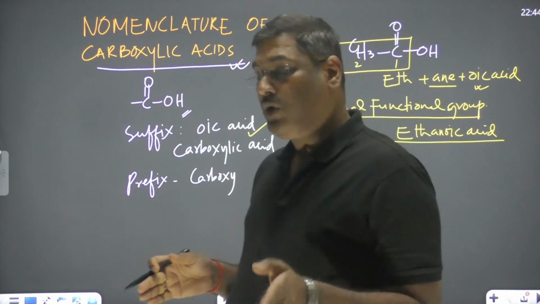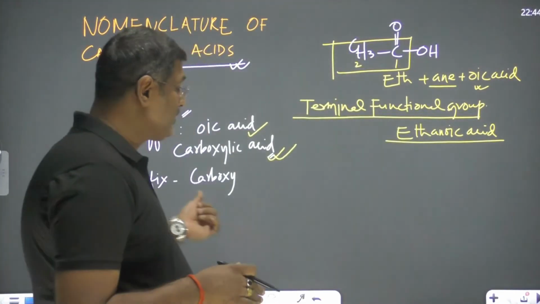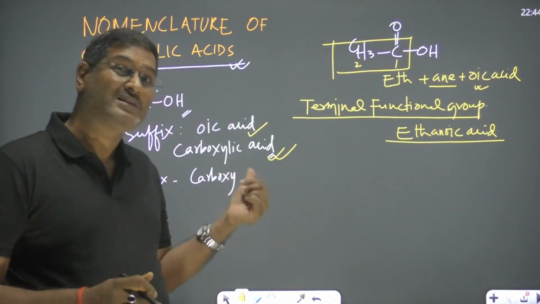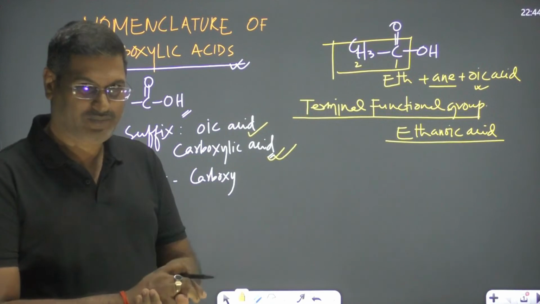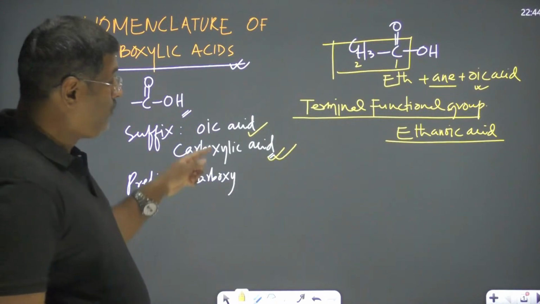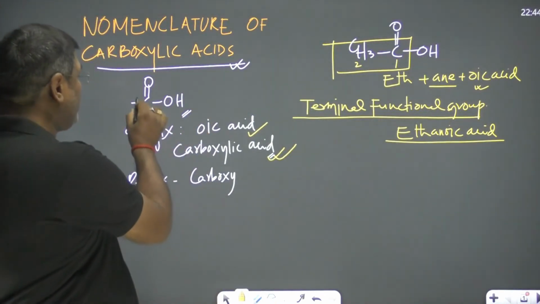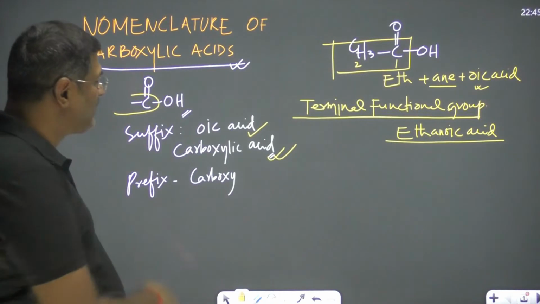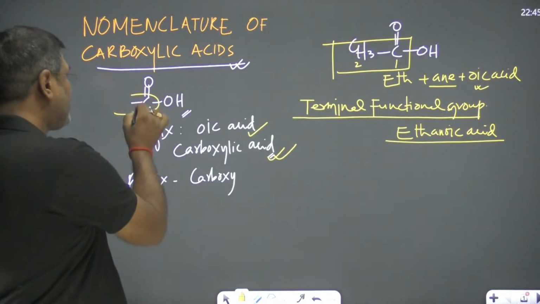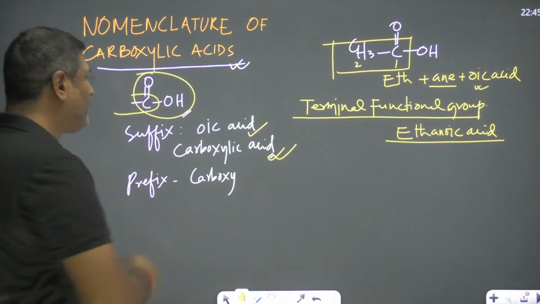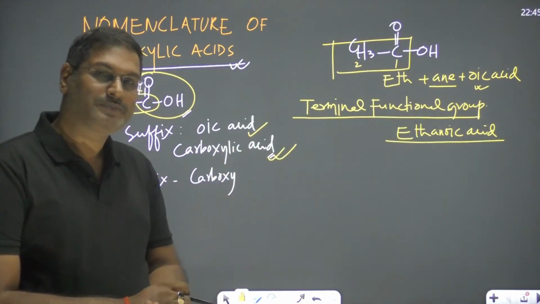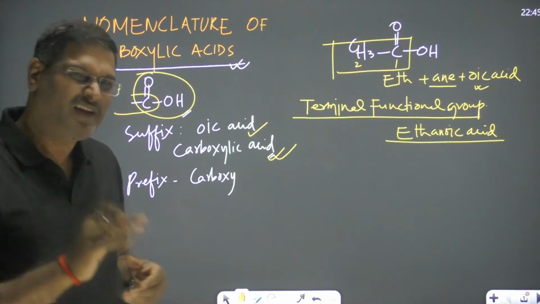And now you will understand the significance of this suffix. Very clear. When the carbon atom of the COOH becomes part of the parent chain, the suffix "oic acid" is used. When the carbon atom is not part of the parent chain, then "carboxylic acid" is used. Very clear. Sir, any examples?